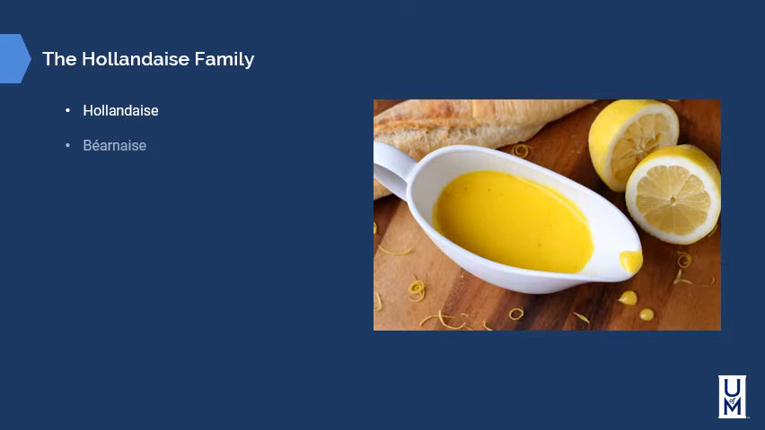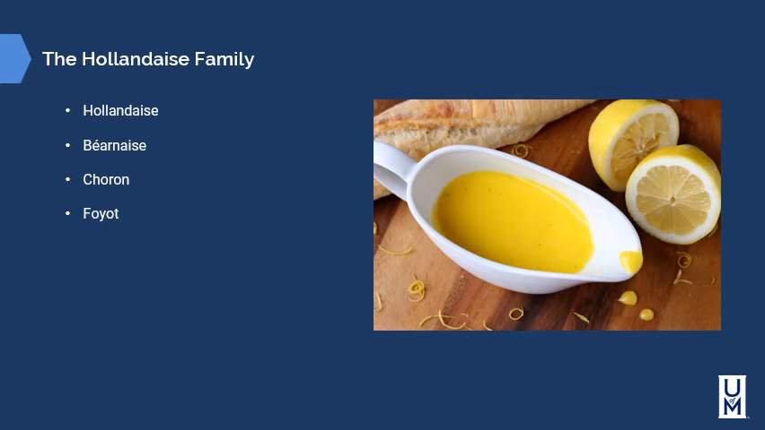Some of its derivations include Béarnaise, which is made by steeping white wine and white wine vinegar with shallots, black peppercorns, and tarragon before straining and adding to the egg yolk mixture in place of the lemon juice. The sauce is typically finished with chopped tarragon and minced shallots. Sauce Choron is made by adding tarragon and tomato paste or a tomato sauce, and finishing with diced tomatoes.